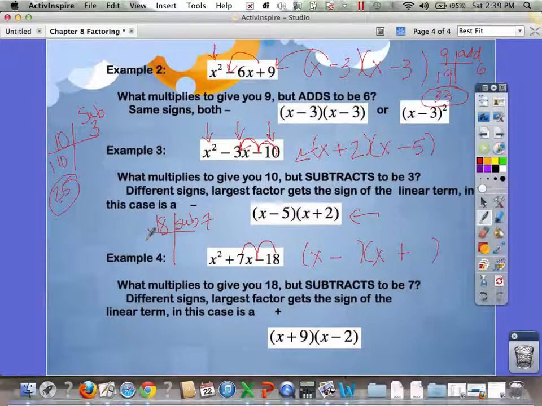All right, what multiplies to give you 18? 1 and 18, 2 and 9, 6 and 3. Which ones subtract to give you 7? That doesn't, but this does. All right, then you look. The biggest of these two gets the sign that's in the front. So that means it has to be a plus 9 minus 2. Plus 9 minus 2. Okay?